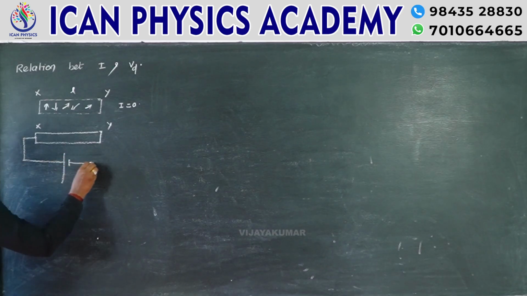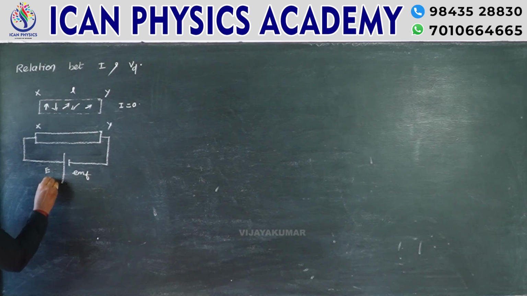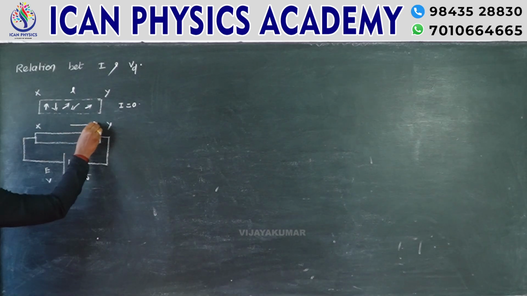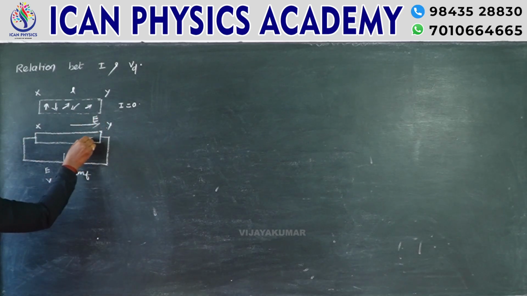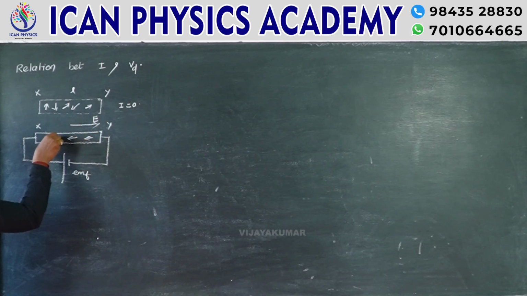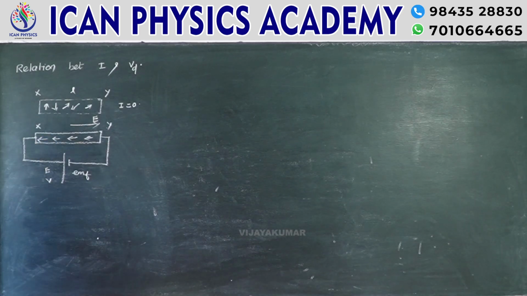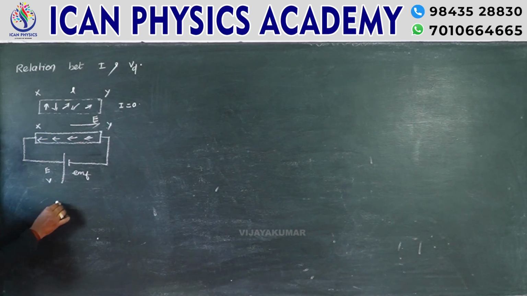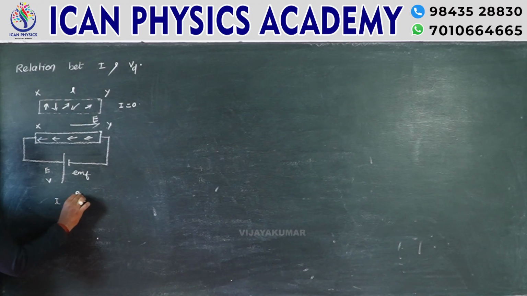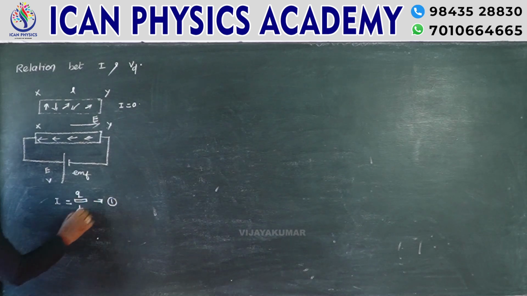which gives an EMF of E, or otherwise we can say V. So we are applying the electric field in the direction of X to Y. Then the electrons are aligned in the same direction. Then the current is defined as the rate of flow of charges through the cross-sectional area of the conductor. Now it can be taken as equation number 1.